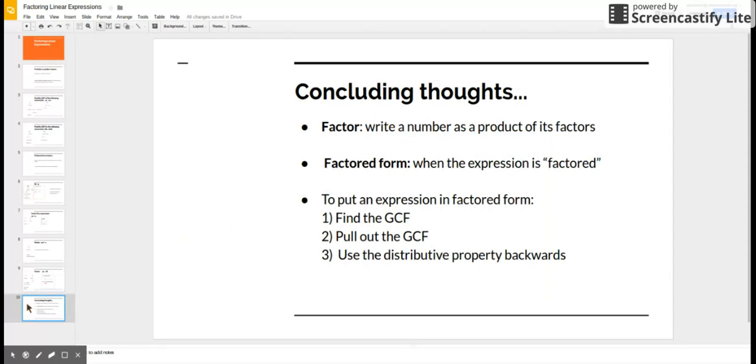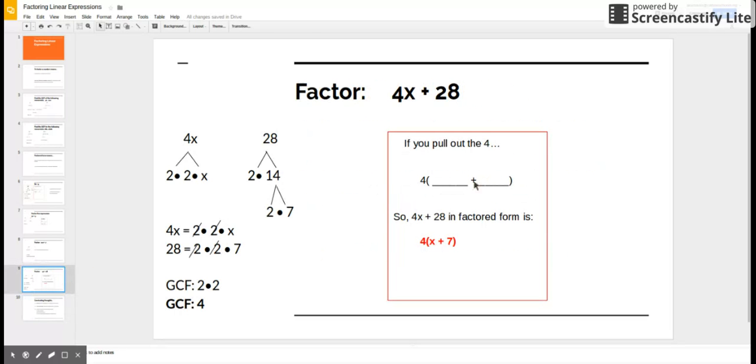Some concluding thoughts. To factor means to write a number as a product of its factors. Factored form is when the expression is factored. To put an expression in factored form, first you need to find the GCF. Then you need to pull out the GCF. And then you need to use the distributive property and kind of work backwards. Meaning, think about the GCF times what number is going to get me my 2 factors here.